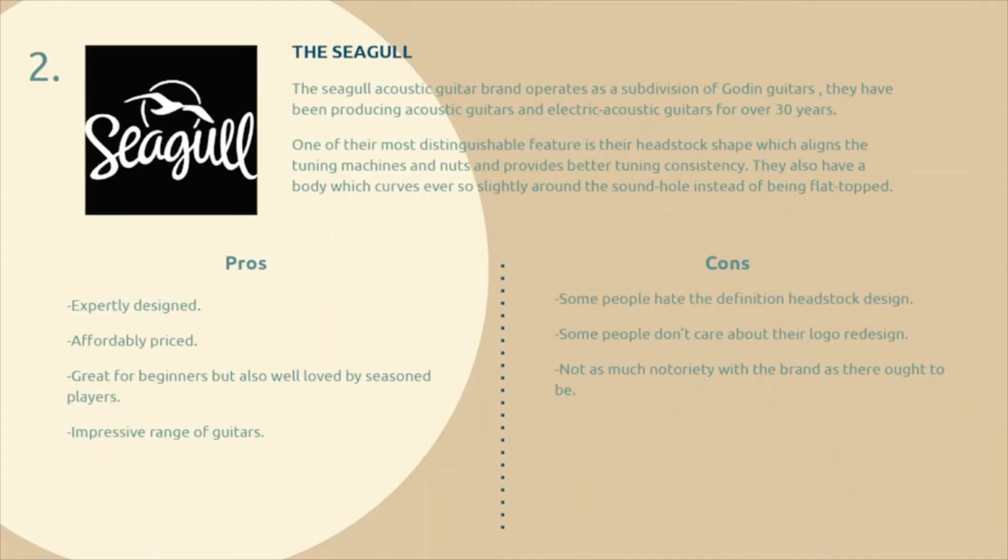Next comes the Seagull. The Seagull acoustic guitar brand operates as a subdivision of Godin Guitars. They have been producing acoustic guitars and electric acoustic guitars for over 30 years. One of their most distinguishable features is their headstock shape, which aligns the tuning machines and nuts and provides better tuning consistency.